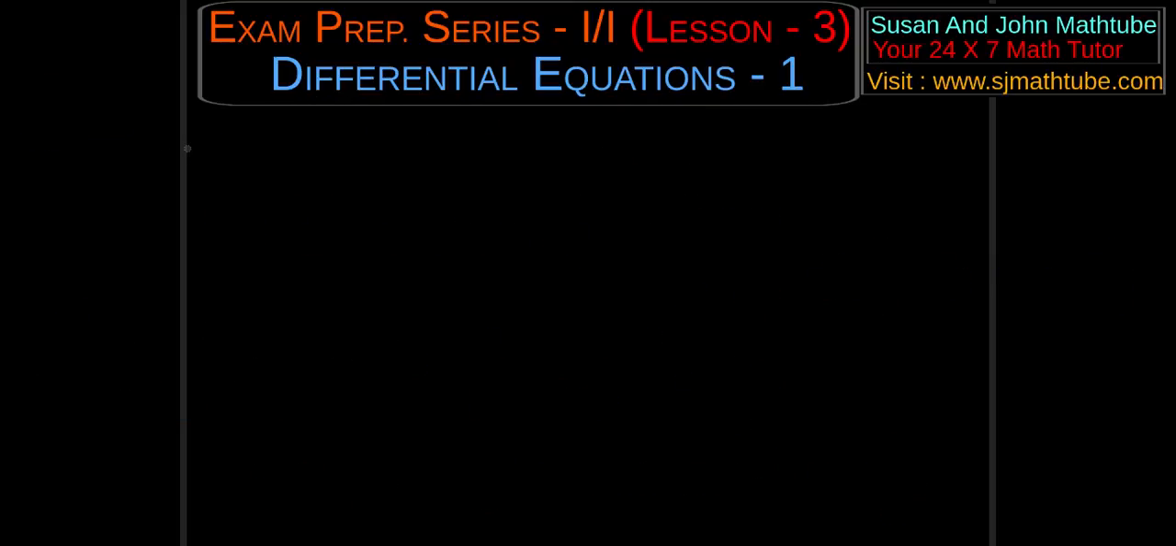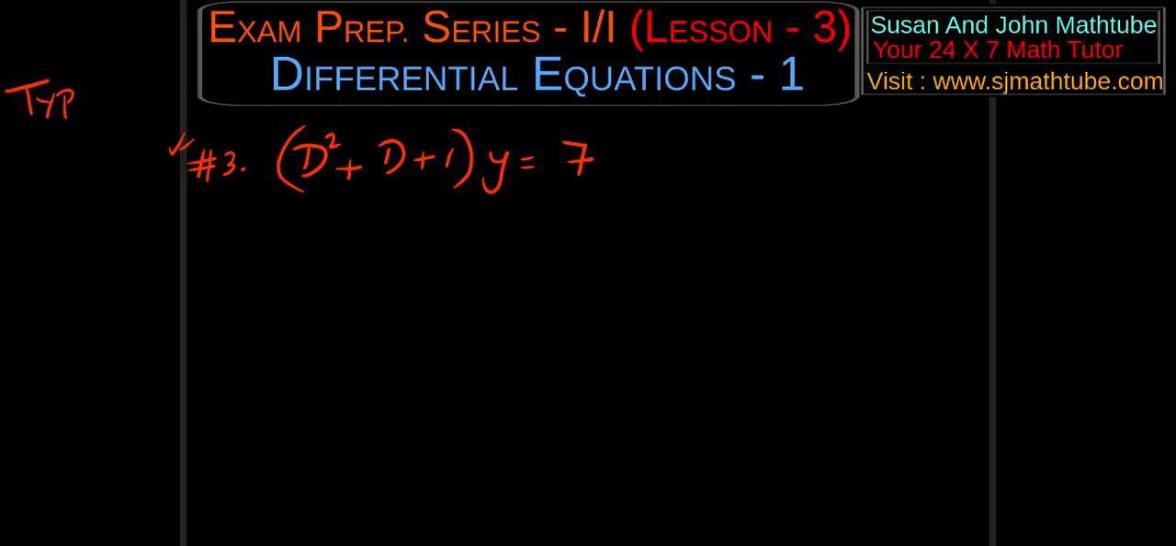Okay, now number 3. And this is slightly different than the previous problems. So the question goes like D square plus D plus 1 of y is equal to 7. But I told you we are learning type 1, and type 1 means the right side will be an exponential function. Now look at this.